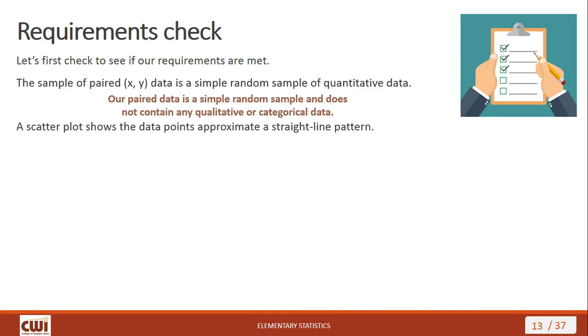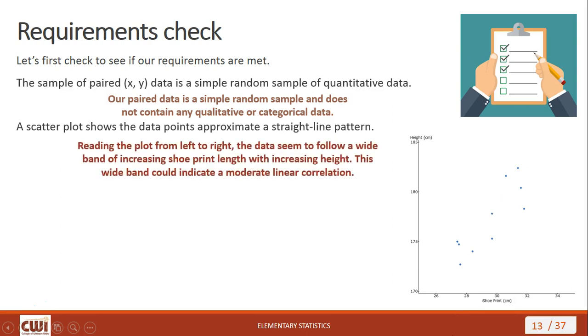Next, we need to know that a scatter plot shows the data points approximating a straight line pattern. So here's a scatter plot of our data. And while it's not necessarily the straightest of lines, you can see the general trend in the data as you go from left to right across the plot. The general trend in the data is one of increasing value. So we could say that the scatter plot here shows that there could be some correlation here. The wide band, which is basically the band that we would fit our data through, is actually pretty wide here. So there may be no more than a moderate linear correlation, but a correlation nonetheless.